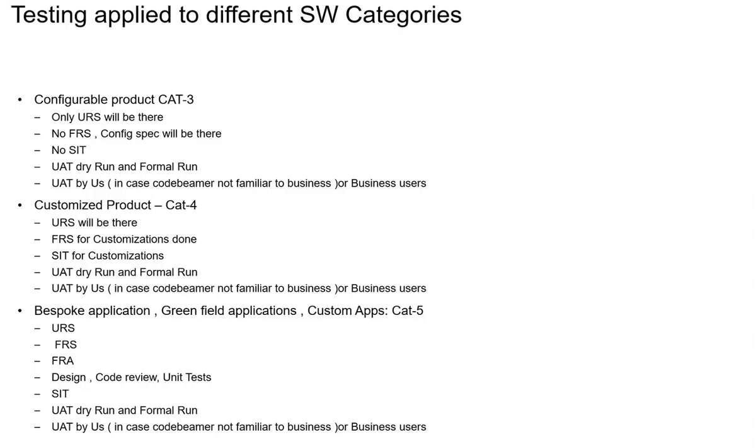Okay. So having said that context, we have three sorts of products. One is the configurable product. That is category 3, right? When I say configurable product, here there will not be any customizations done. When I say customization, think about Jira, right? Jira is one configurable product, or ServiceNow is one configurable product.